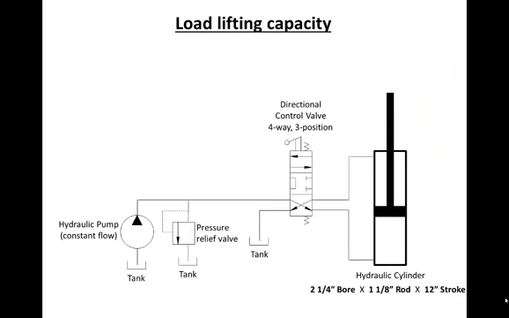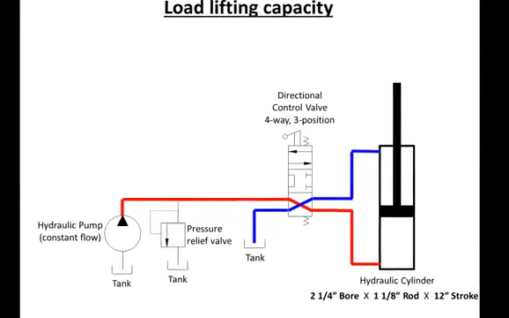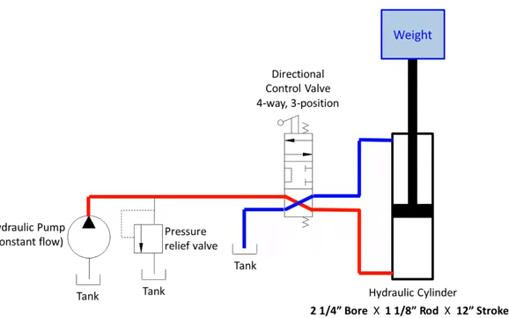Now let's talk about how we calculate the load lifting capacity of a hydraulic system. In this simple hydraulic system, a pump provides a constant flow of hydraulic oil, and if the directional control valve were shifted to this position, the oil would flow through it and down into the bottom of the hydraulic cylinder. As the hydraulic cylinder moves, the oil in the top would be forced out, back through the valve and into the reservoir.